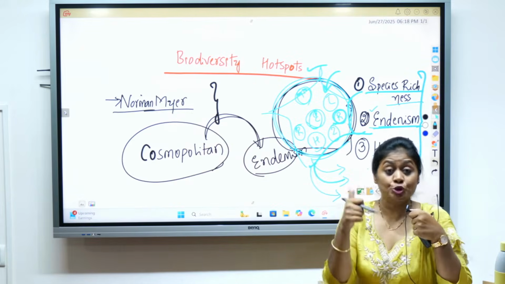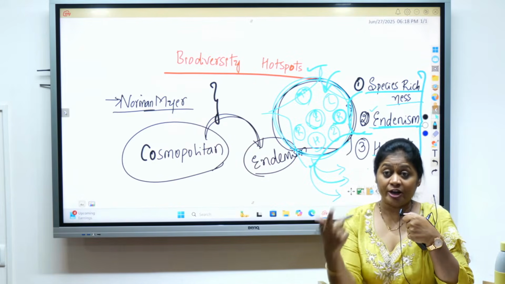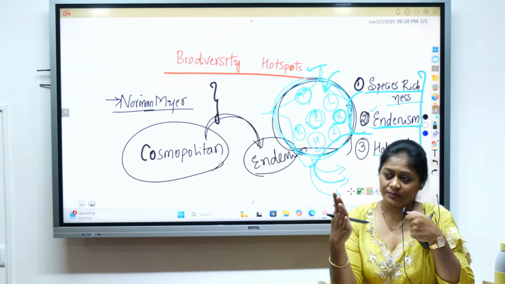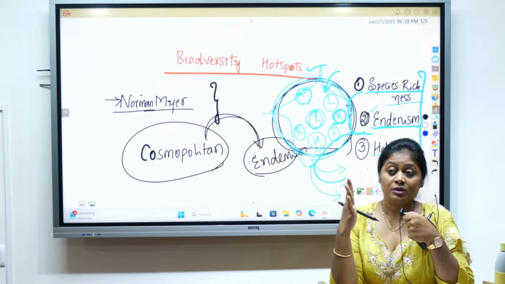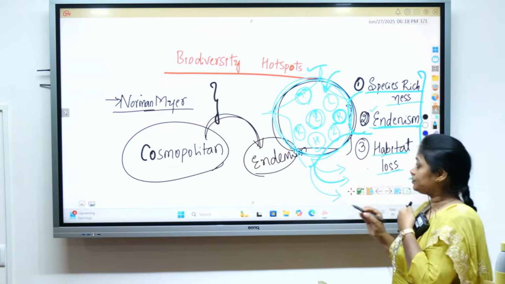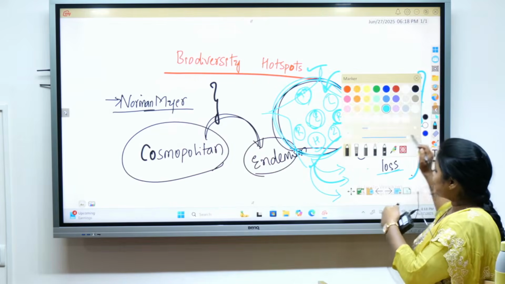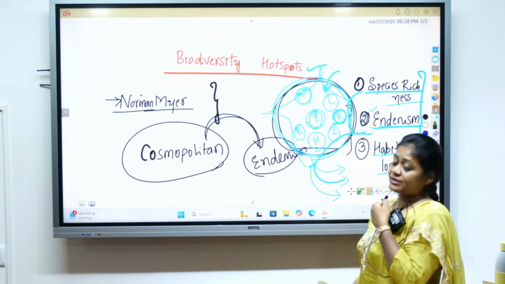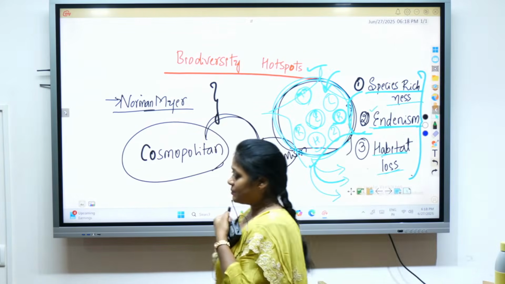There should be a threat, there should be endemism, and there should be species diversity, according to Norman Myers. The criteria he has prescribed seems to be attractive.